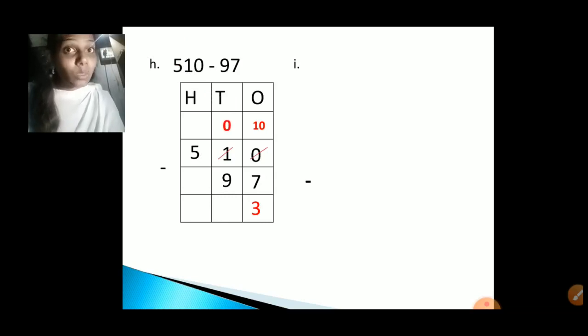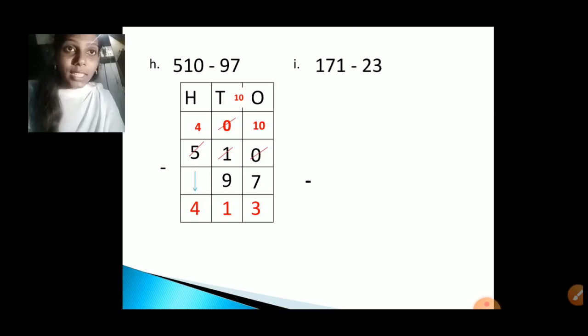Now 0 minus 9, is it possible? No. Now tens will borrow from the 100 place. So we will cut 0 and we will write 10. Right? Now 10 minus 9 equals to how many? 1. So 1 we will write under the tens column. Now we borrowed from the 100 place. So we'll cut the 5 and instead of 5 what we will write? 4. Now here 4 will jump down. So 510 minus 97 equals to 413. Very good.